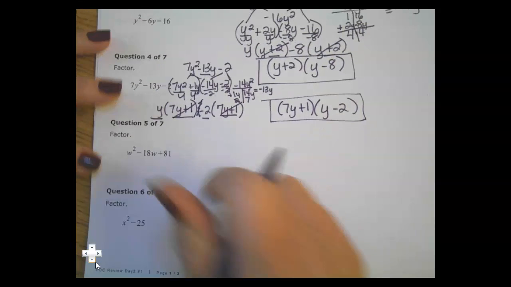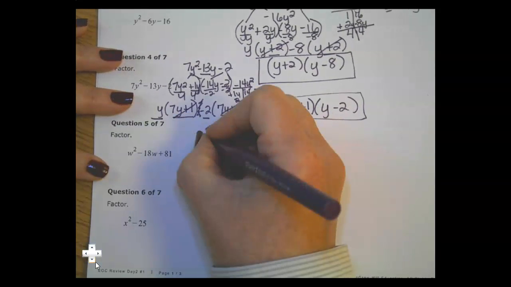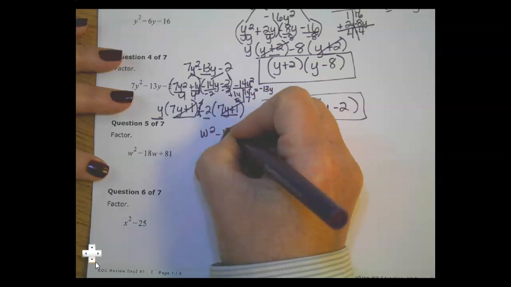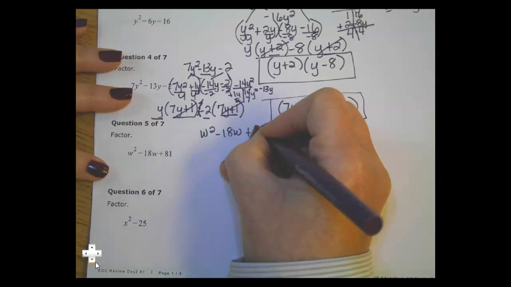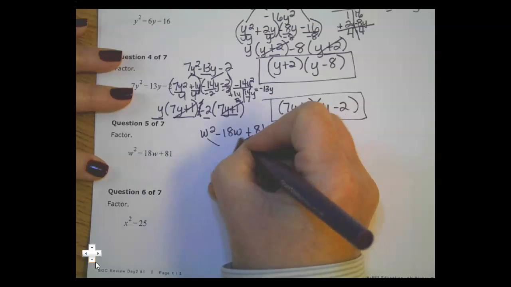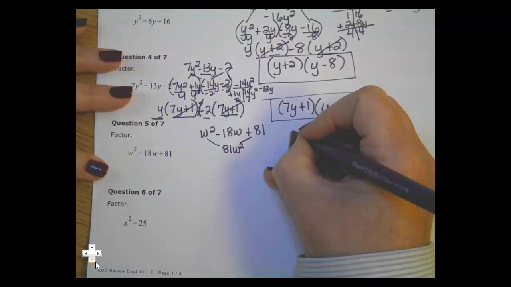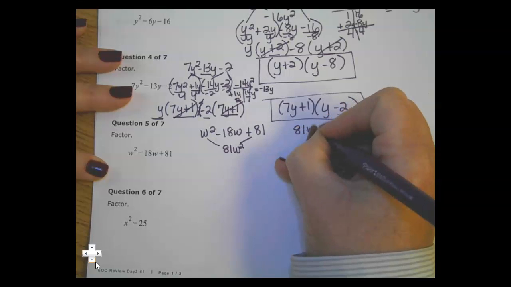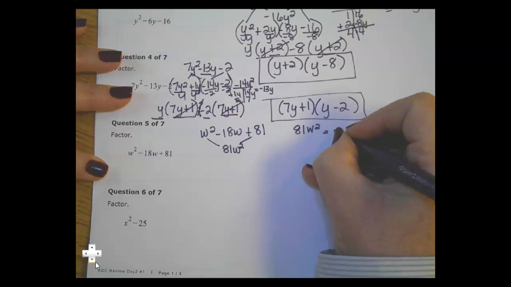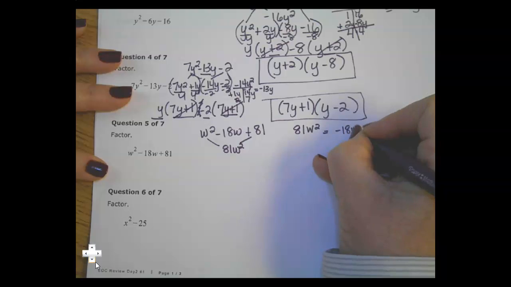These are important. So I'm going to multiply. I'm going to rewrite it. Need you guys to be very comfortable with that. So that's 81w squared. So the factors of 81w squared are going to equal a negative 18w.